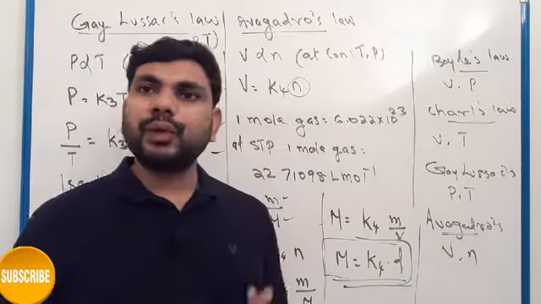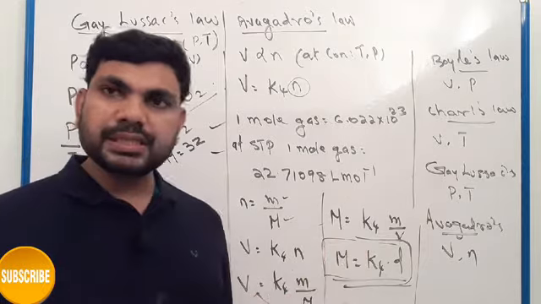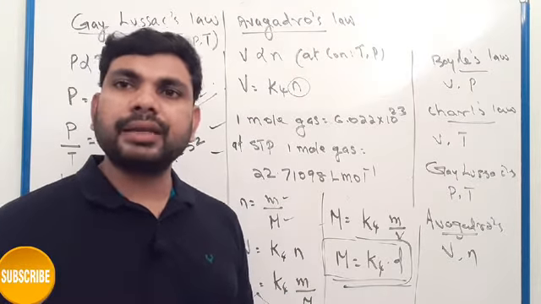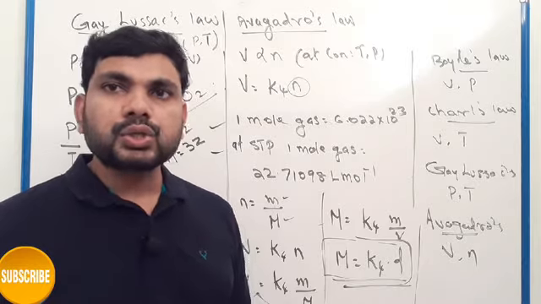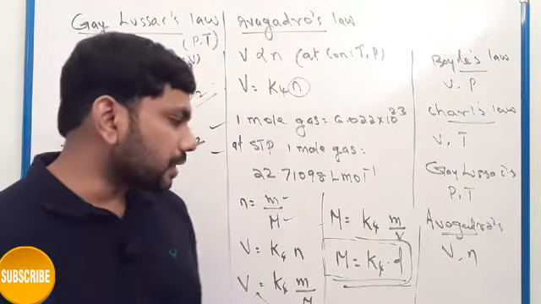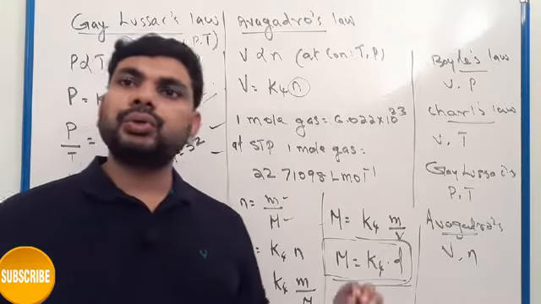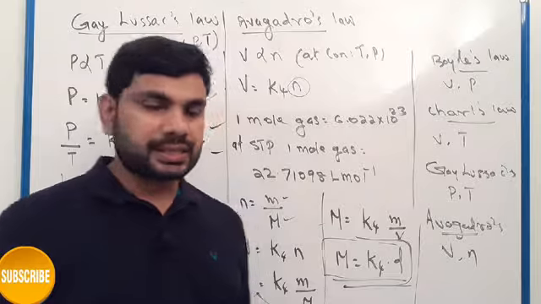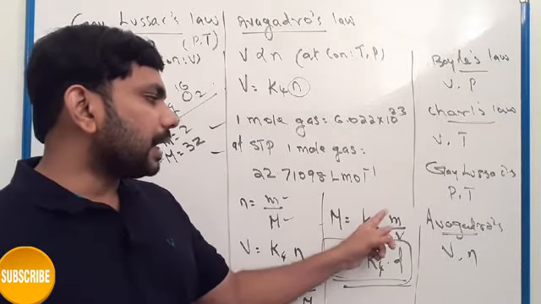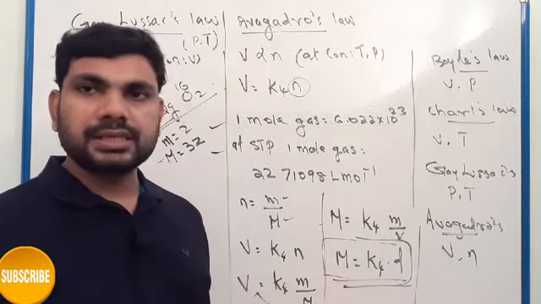Using Avogadro's law, we can find the molecular mass of a given substance. After understanding the molecular mass of a gas, we can identify the given gas. So how can you find it? What information do you need to find molecular mass? You need K4, the proportionality constant, and also the density of that gas. If you have K4, mass and volume can also be found. Mass by volume means density.